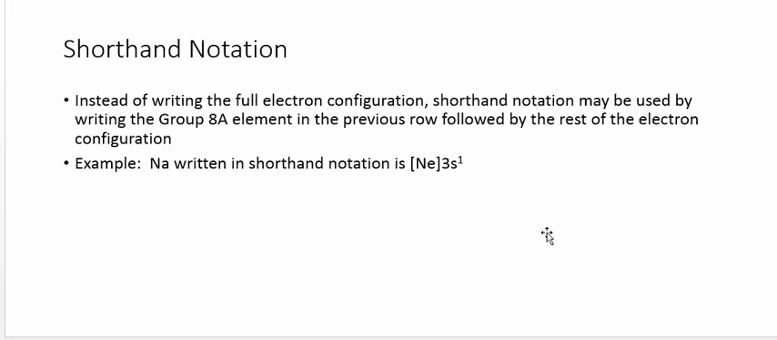And we can also do shorthand notation. Instead of writing the full electron configuration starting with 1s and then going to where we need to stop, we can write the group 8A element in the previous row followed by the rest of the electron configuration. And I will go through these examples in class as well.